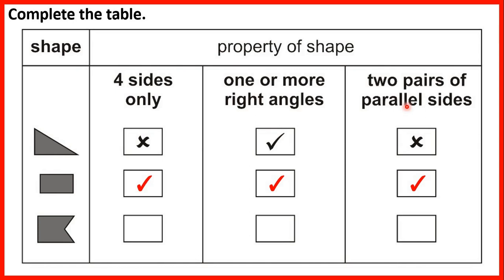So remember, parallel sides are like train tracks. And we have 2 pairs, because this line here and this line here would also, if we extended them, go on forever without ever crossing.